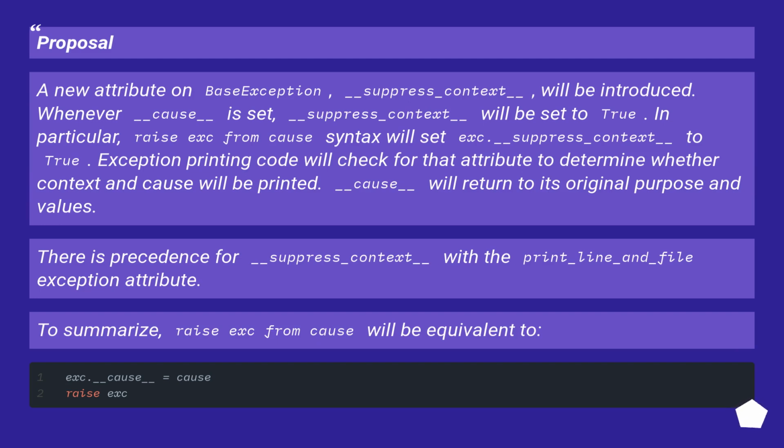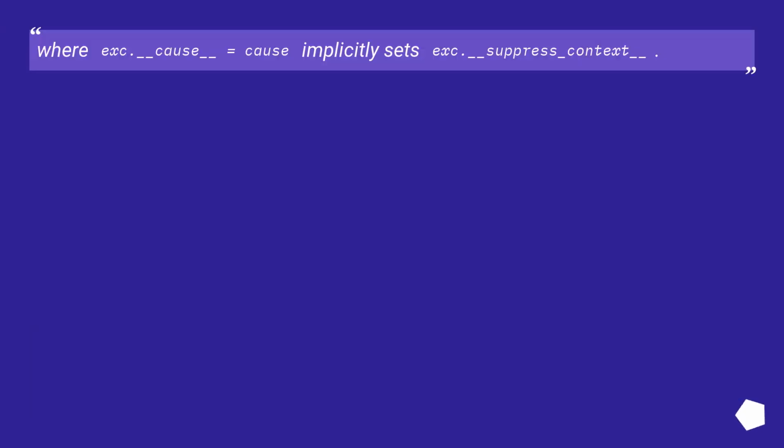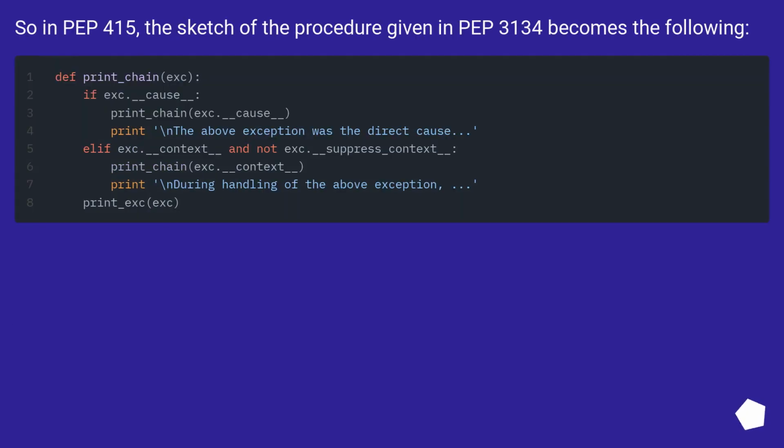To summarize, raise x from cause will be equivalent to, where x.__cause__ = cause implicitly sets x.__suppress_context__. So in PEP 415, the sketch of the procedure given in PEP 3134 becomes the following.